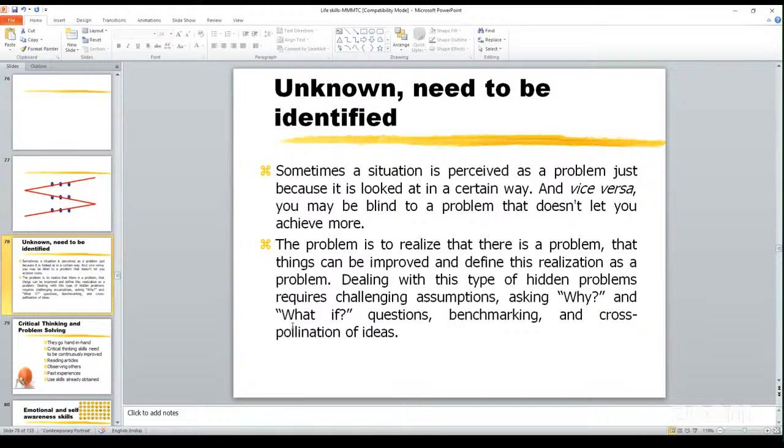And the last part is the unknown, which needs to be identified. Sometimes the problem itself is unknown, and we are blind to it. This will not allow us to achieve more. So what best we can do is deal with it by challenging assumptions. We have to go for why and what if, because we don't know the solutions yet. So we have to go for what, why and what if questions, benchmarking and cross pollination of ideas. Thereby we can solve, maybe a little difficult, all the 4 types of problems. So these are the things we can think of.